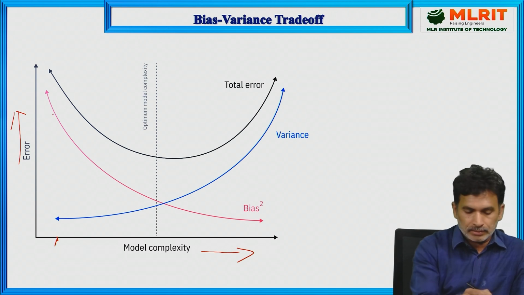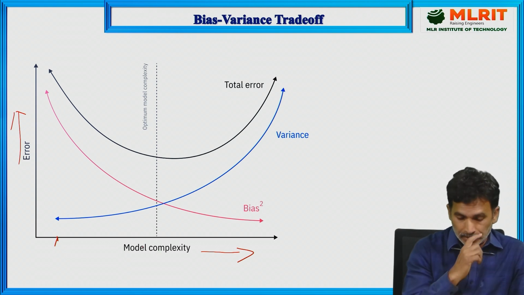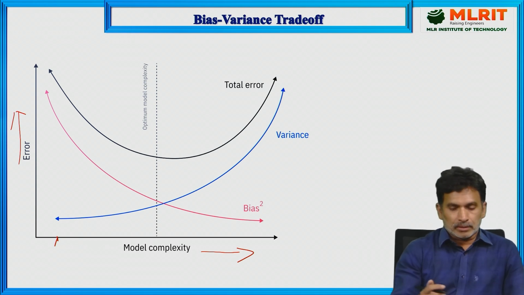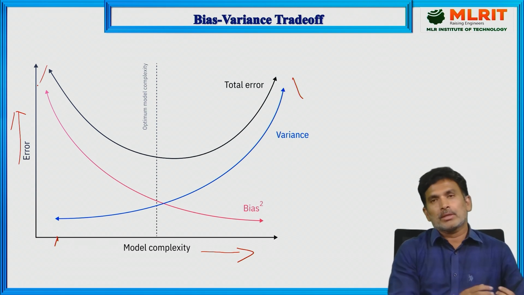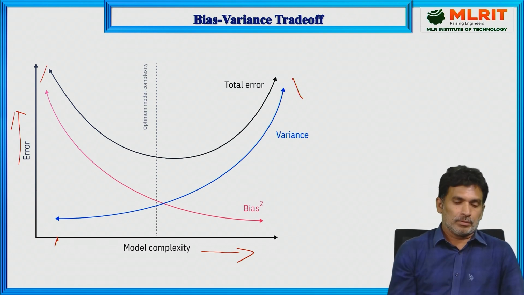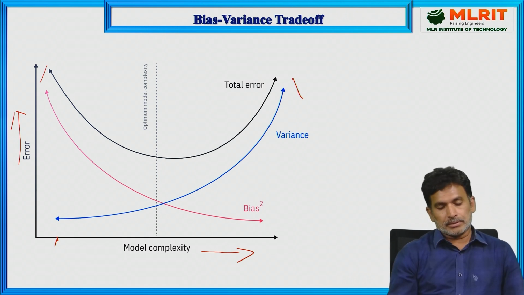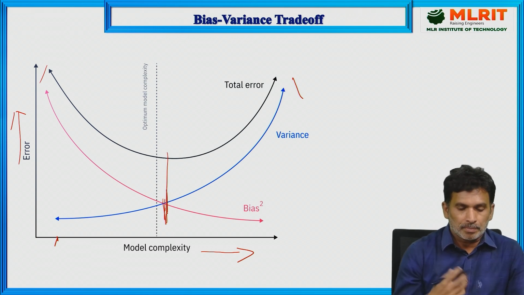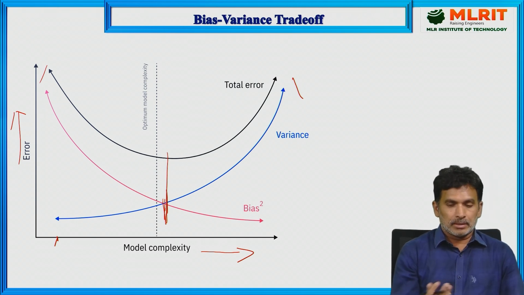As the model complexity increases, the bias decreases. So at both ends, either the left hand side or the right hand side, we get either overfitting or underfitting. We do not want such a model, we want a generalized model. So we select the optimal model complexity, and accordingly the model would be finalized.